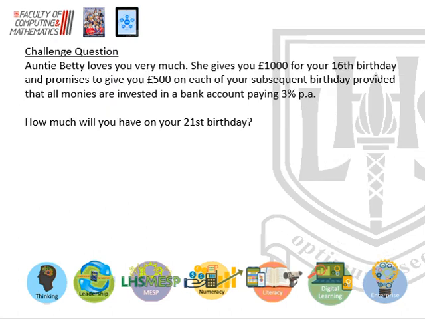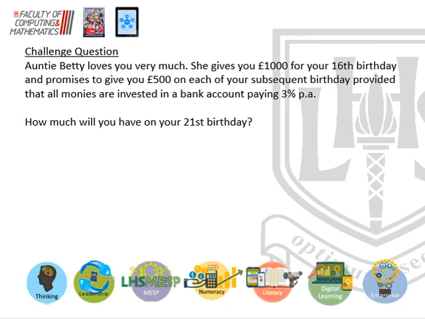Okay, so I'm going to give you a challenge question. Somebody who loves you very much gives you £1,000 for your 16th birthday and promises to give you £500 on each of your subsequent birthdays, provided that all monies are invested in a bank account paying 3% per annum. How much will you have on your 21st birthday? Take a couple of minutes and answer that question for me, please.